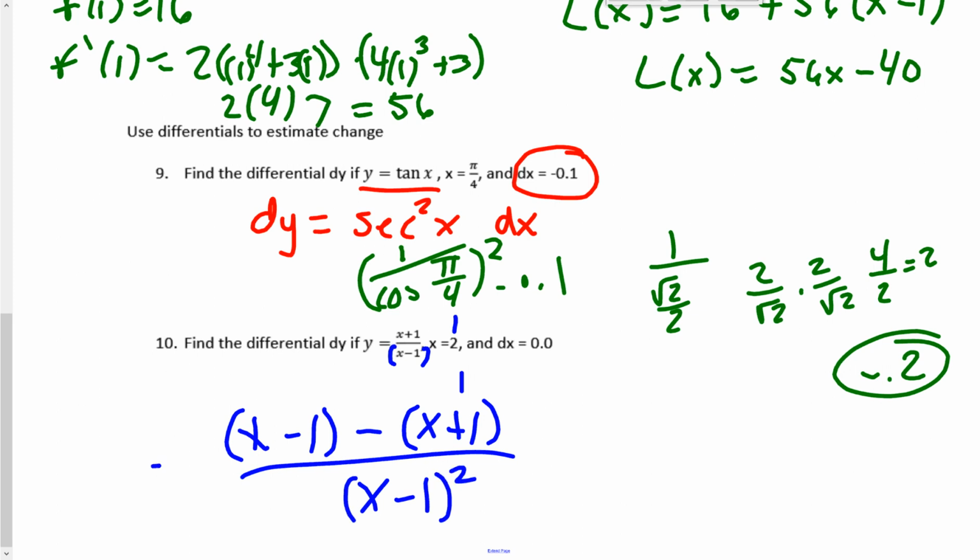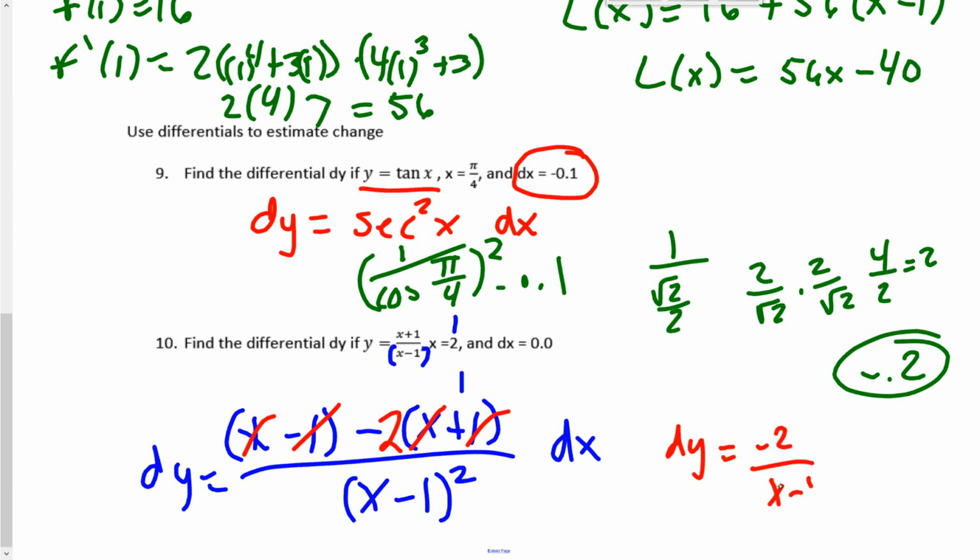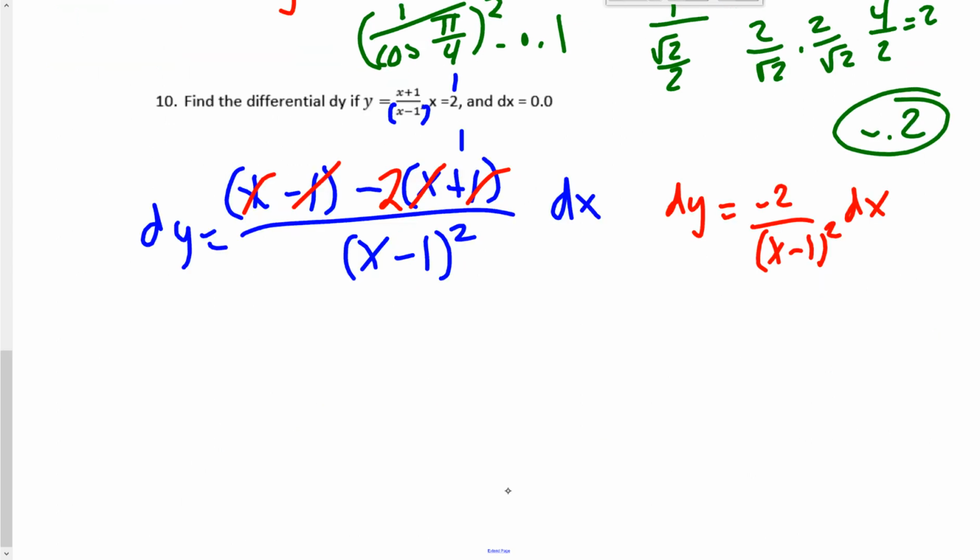So then dy equals this times dx. So distribute the x's, those x's will be gone. Distribute the ones, you just get -2. Right, so these go away and you just get -2 here. So I get dy equals -2 over x minus 1 squared dx. All right, then they tell me the dx is 0, which is great, because 0 times anything is just 0. Which is just nice. And then you can plug in 2.